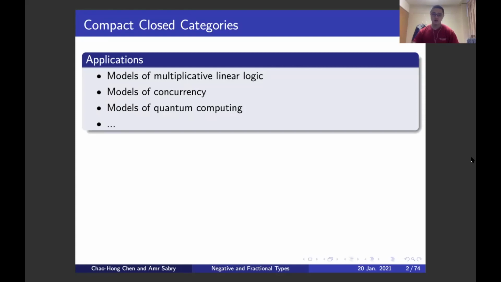Complex category has a lot of application in computer science. For example, it is used to model linear logic, concurrency, and quantum computing. So in this talk, we will focus on the operational semantics for complex category.